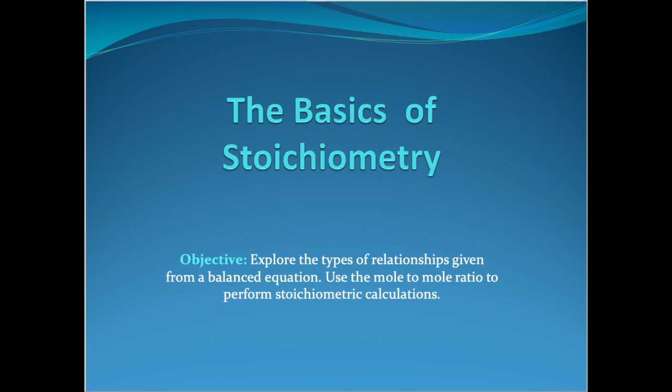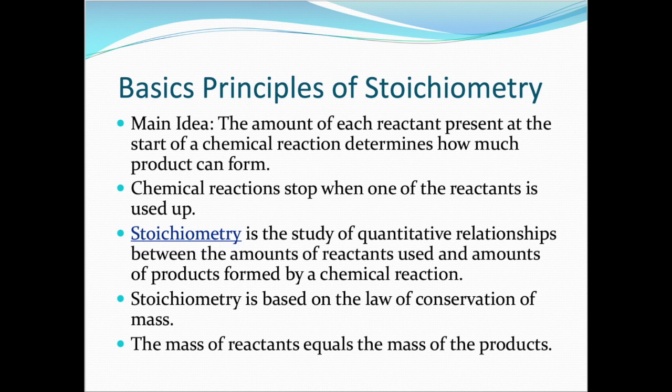So I'm going to go over a couple of slides and then I'll do a few practice problems for you guys. The basic principle of stoichiometry, the main idea, is that the amount of each reactant present at the beginning of a reaction determines how much product can form. Stoichiometry is basically the study of quantitative relationships between the amounts of reactants used and amounts of products formed. It's based on the law of conservation of mass, which means that the mass of your reactants will always equal the mass of your products.